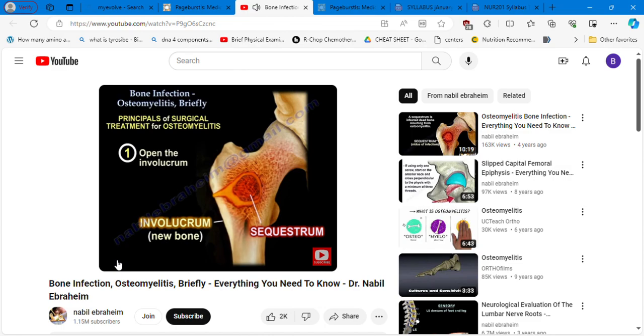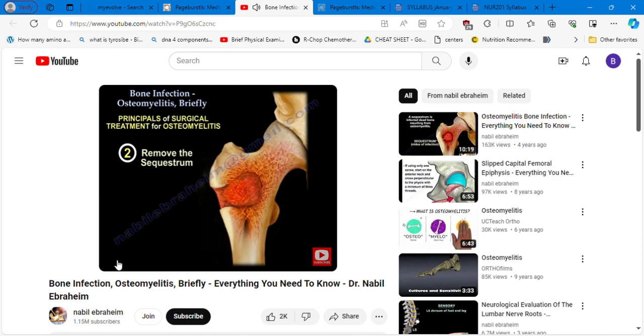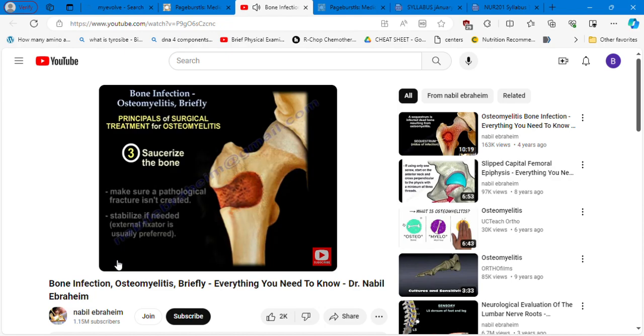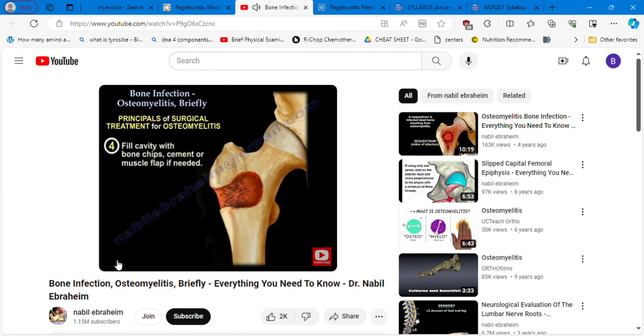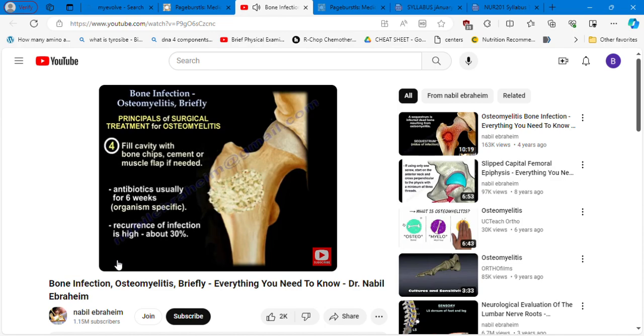So they need to open the involucrum in order to do a surgical procedure, remove the sequestrum, that tissue that is well-shaped, saucerize the bone, make sure a pathological fracture isn't created when they do this surgery, and stabilize if needed. Fill the cavity with bone chips, cement, and a muscle flap if needed. Antibiotics are usually given for 6 weeks, and recurrence is high, about 30%.